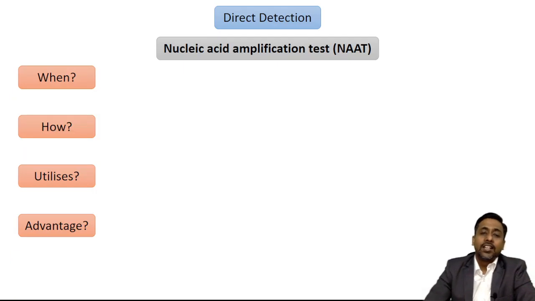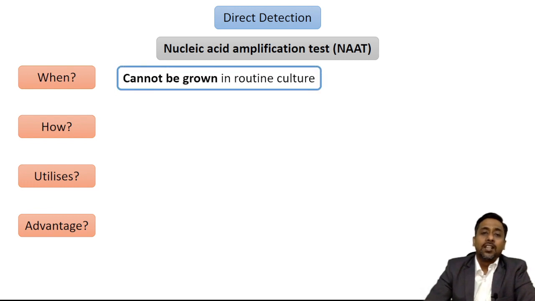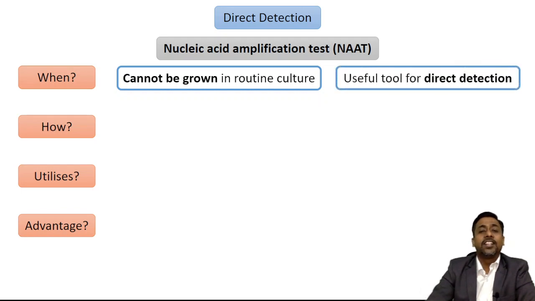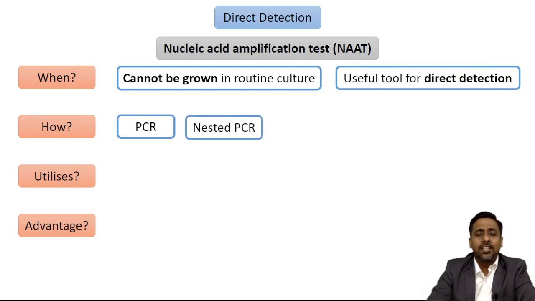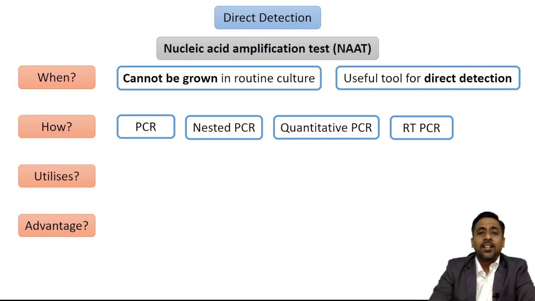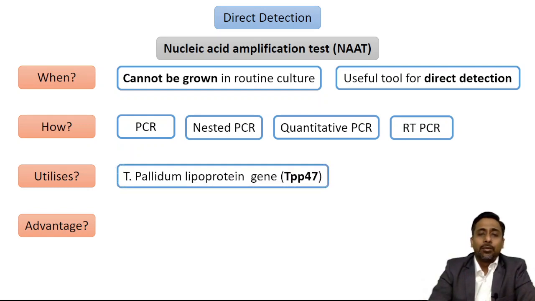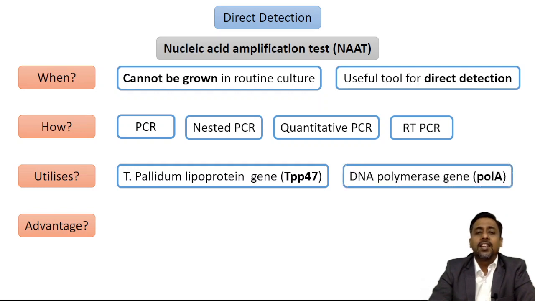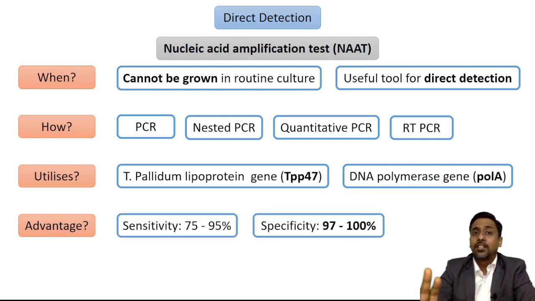Now the third is nucleic acid amplification test, and this is because, as we know, Treponema pallidum cannot be grown in routine culture, so it is a useful tool for direct detection of the organism in the smear. And how to perform this? It can be done by PCR, by nested PCR, by quantitative PCR, and by reverse transcriptase PCR. To perform this, we will use certain genes. And what are those genes? Treponema pallidum lipoprotein gene, that is TPP47, which is most commonly used, and then the DNA polymerase gene, Pol A gene. And what is the advantage? It has very high sensitivity and its specificity is around 100%. So this is the advantage of nucleic acid amplification test.